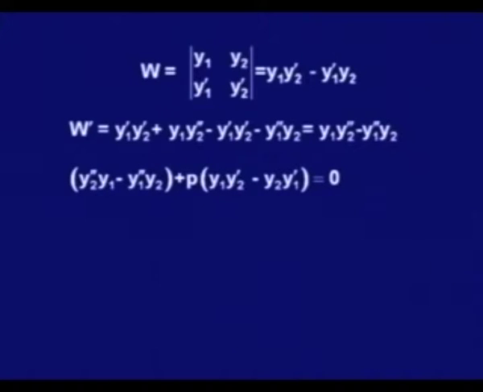Now, we see the equation we had obtained by eliminating q. We had obtained y2 double dash y1 minus y1 double dash y2 plus p times (y1 y2 dash minus y2 y1 dash) is equal to 0. We see that the coefficient of p is nothing but the Wronskian, and the constant term is nothing but the derivative of the Wronskian. These are functions of x, so we can write this equation as W dash plus p W is equal to 0, where W dash is the derivative of W with respect to x.